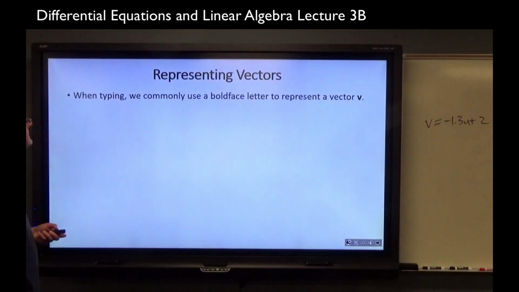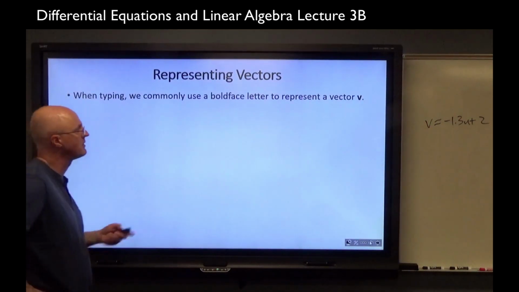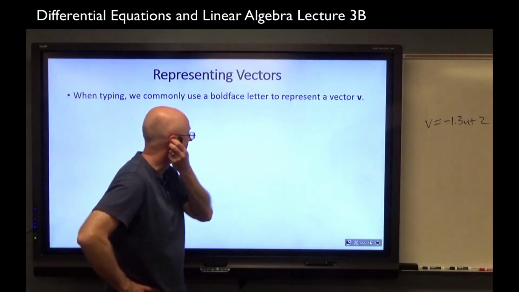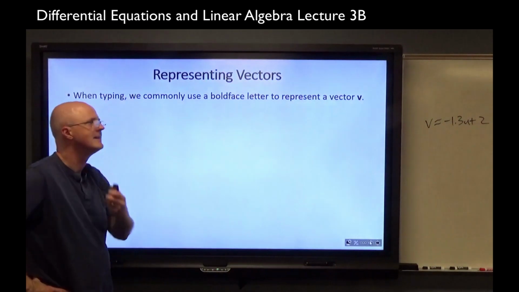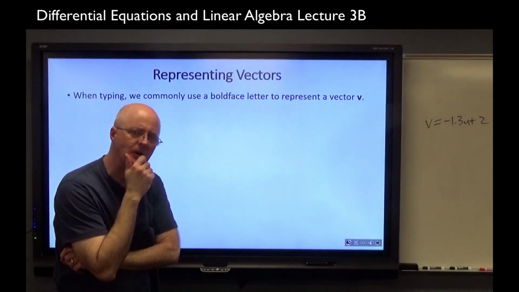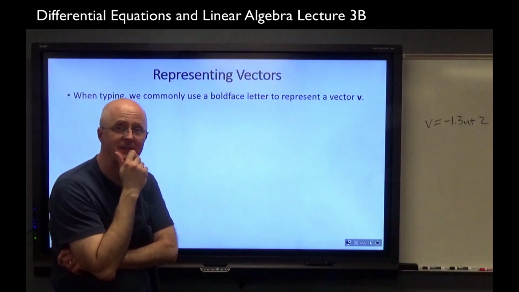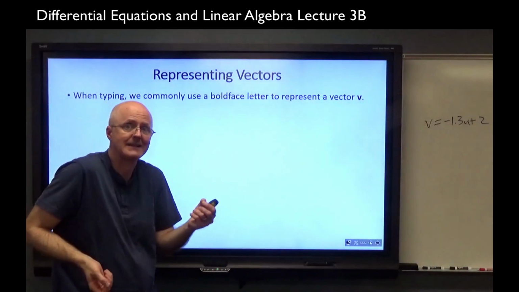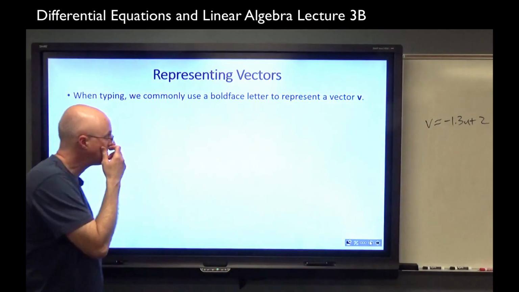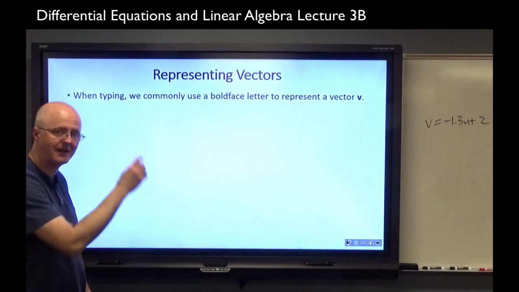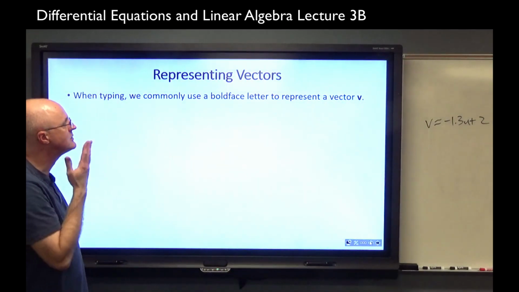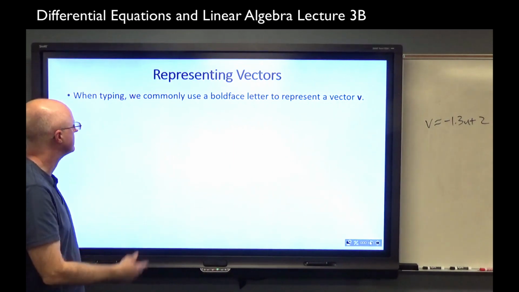Representing vectors. When typing, we commonly use a bold-faced letter like this to represent a vector quantity. Are vectors numbers? No, they're not numbers. Are they quantities? Yeah, they can be thought of as representing quantities that have a strength or a length and direction to them. We can think of them as a single quantity, even though they might involve a few different numbers, the components. We can use one symbol for a vector, like a bold-faced V.